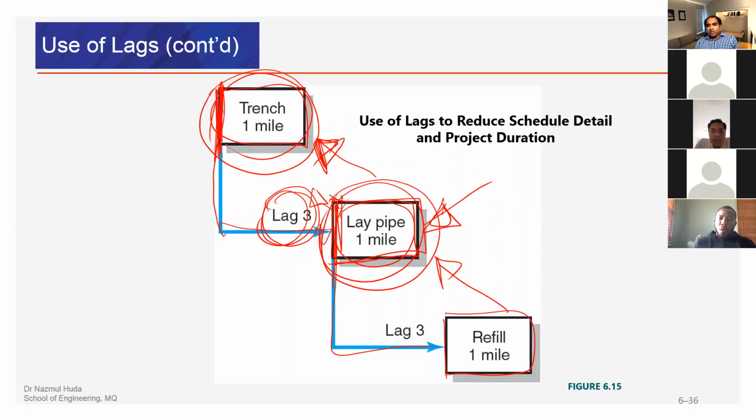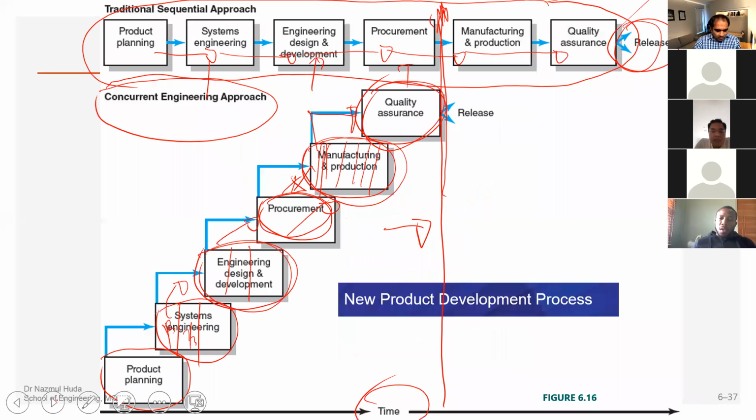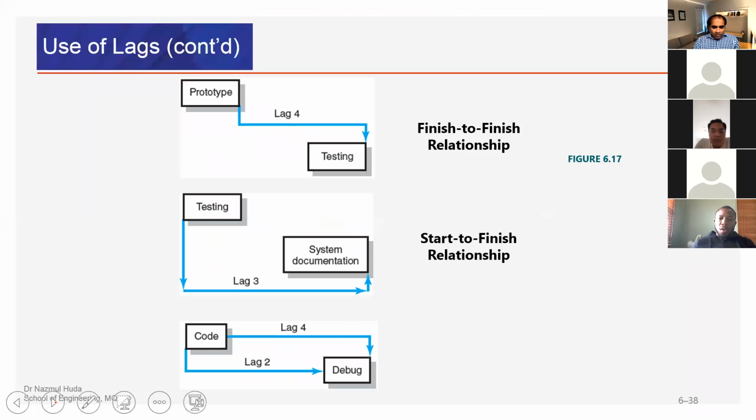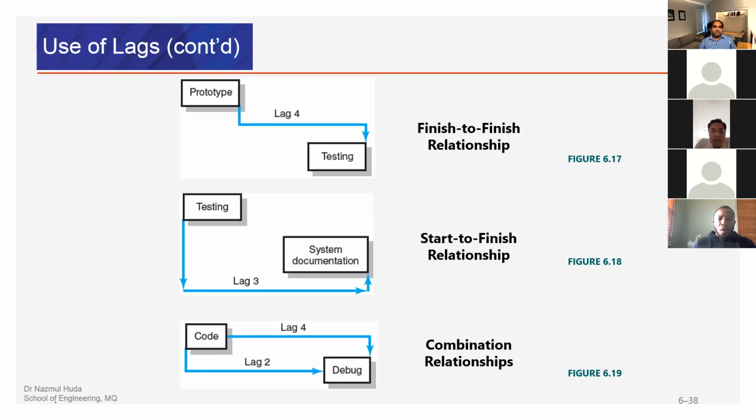So lagging is within all the existing resource, we are reducing the total project duration. Okay. So some other use of the lags. So use of lags, finish to finish relationship. Okay.